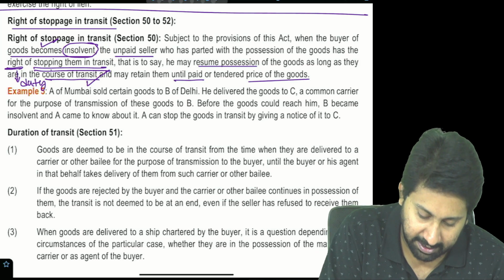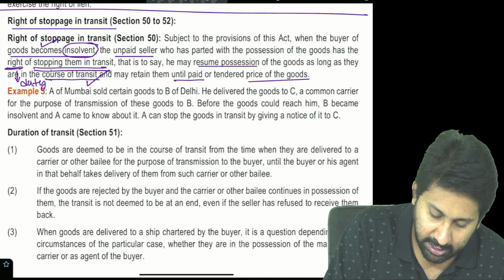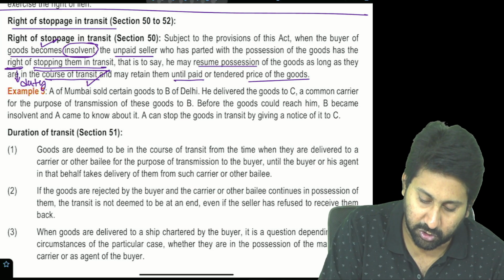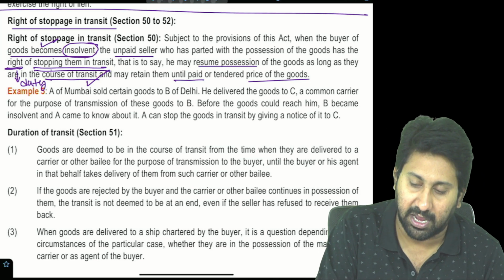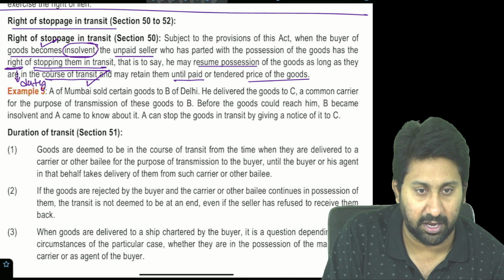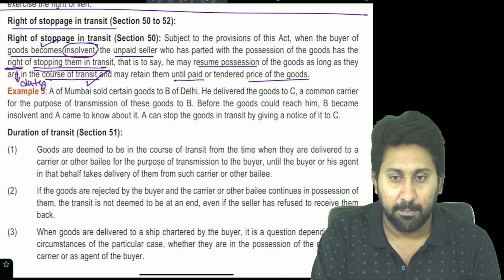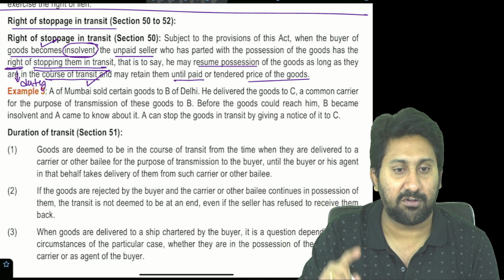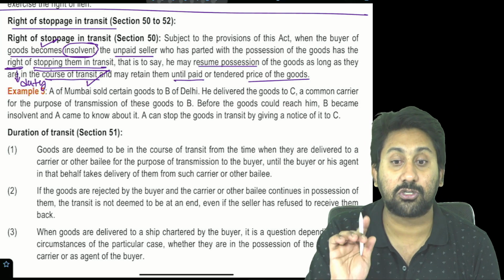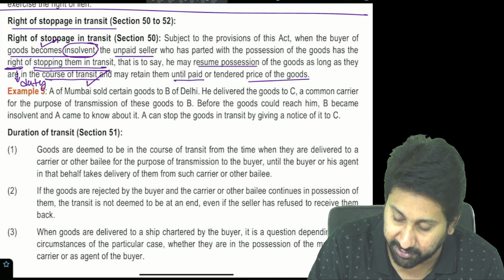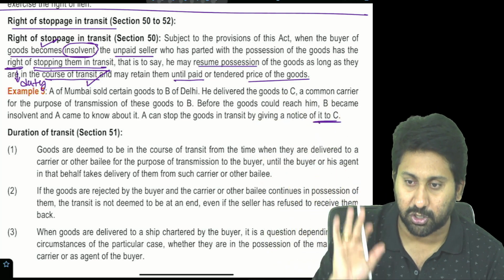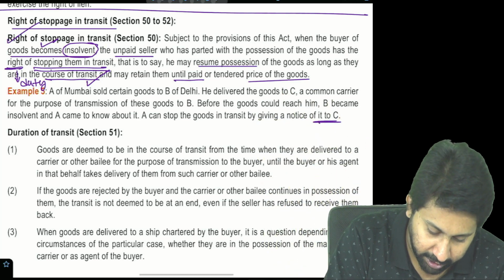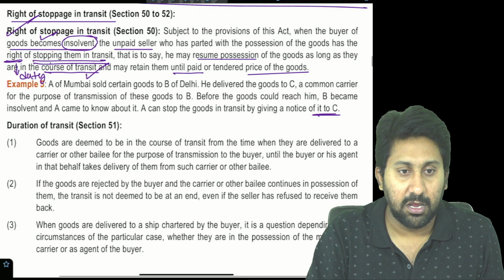Example it has given: A of Mumbai sold certain goods to B of Delhi. He delivered the goods to C, a common carrier, means a vehicle, for transmission of these goods to B. Before the goods could reach them, B became insolvent and A came to know about it. A can stop the goods in transit by giving a notice of it to C. That means he can tell the common carrier to stop it and bring it back. One point over.